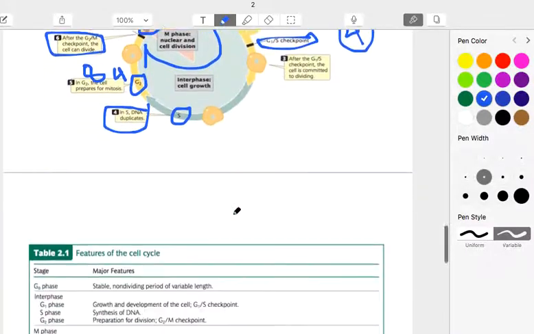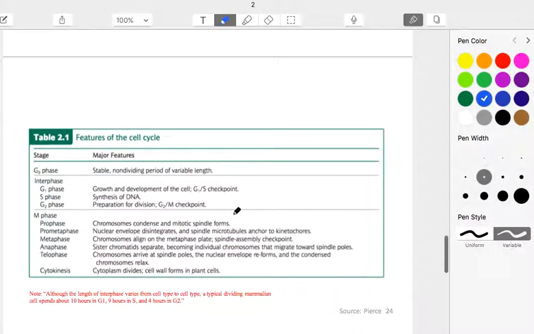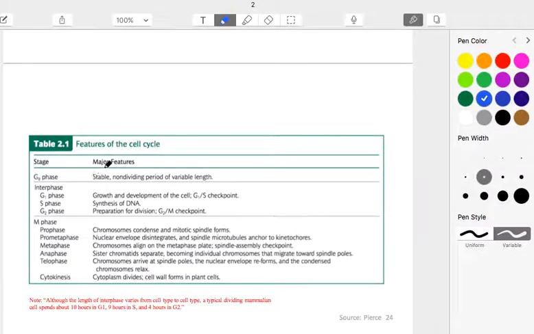Let's talk a little bit more briefly. As I told you here, the G naught phase is a stable, non-dividing phase. The interphase has 3 steps: G1, S, and G2. In G1, growth and development take place, and you're gonna have the G1 S checkpoint. Then the S phase will be there, where DNA synthesis and duplication take place, right? In G2 phase, preparation for division.